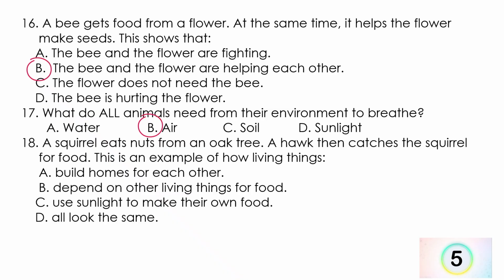18. A squirrel eats nuts from an oak tree. A hawk then catches the squirrel for food. This is an example of how living things A, build homes for each other. B, depend on other living things for food. C, use sunlight to make their own food. D, all look the same. Answer is letter B, depend on other living things for food.